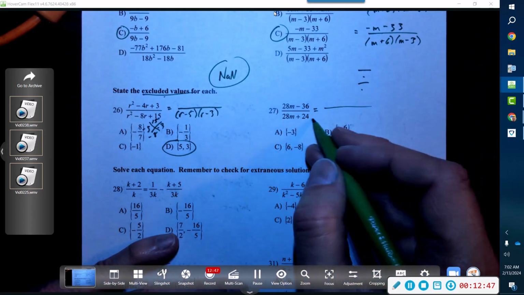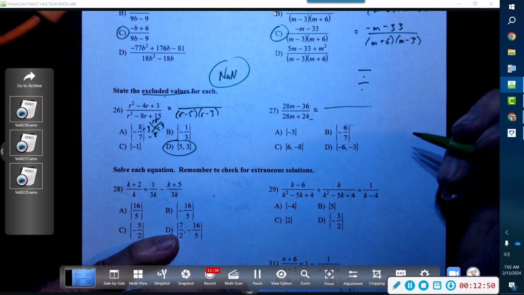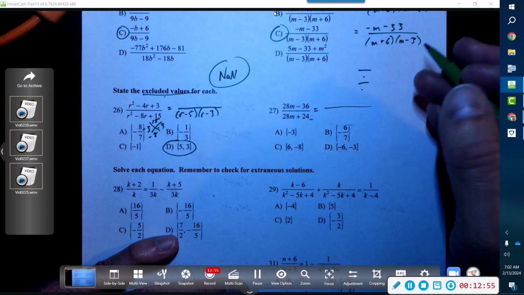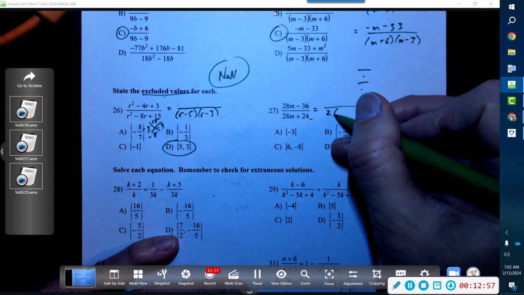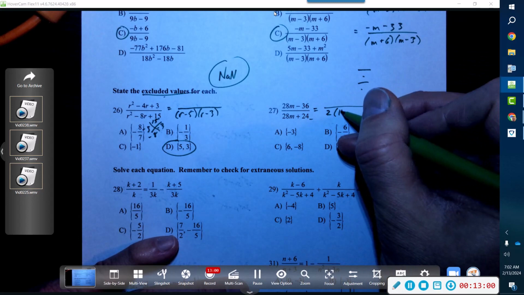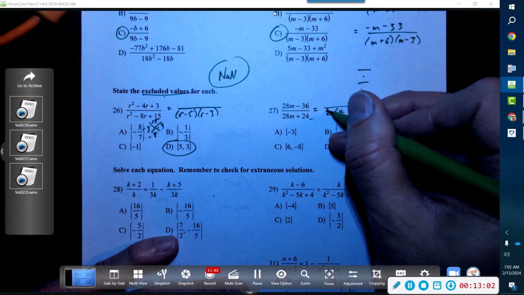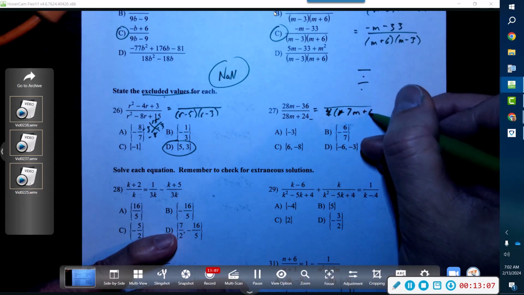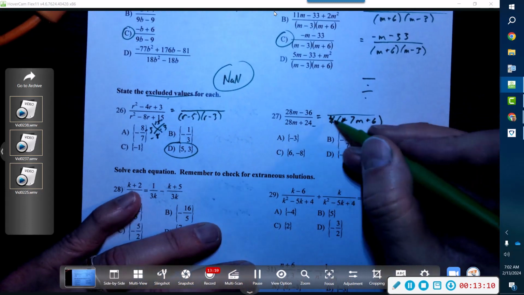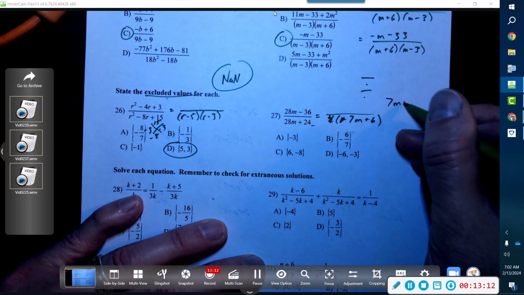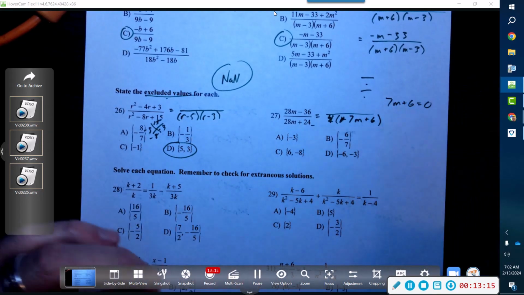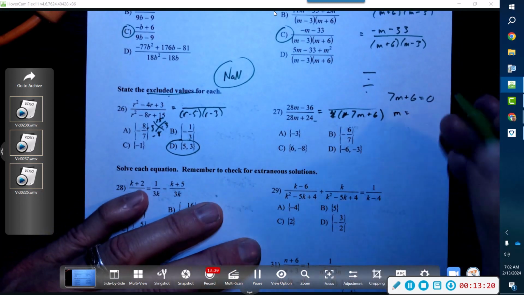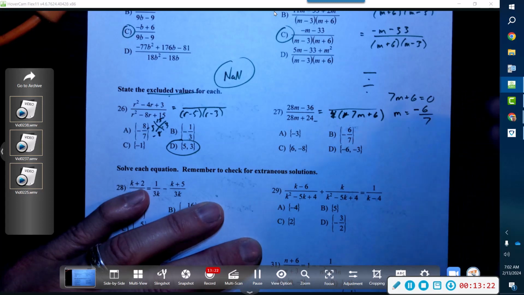All right, what is a common factor out of 28 and 24 other than 2? I don't see it. It's 2. So that would be, what, 14? Nope, it's more than that. It's 4. And that would be 7m plus 6. So I don't really care about the 4. I want to know what produces 0 right there in the denominator. I don't care about the numerator. We can see here, you remember factoring, it would be negative 6 over 7. It's got to be B.